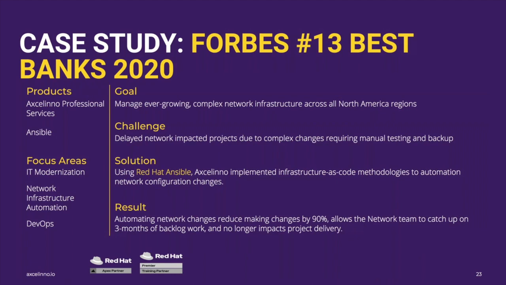We worked with a bank. It was one of the number 13 best banks in 2020, according to Forbes. This was around network infrastructure. Basically, they had an ever-growing network infrastructure. It was very, very complicated. And what was happening is that network projects were becoming delayed due to a lot of the changes required. So what we did is we helped them implement Red Hat Ansible and infrastructure as code, and to be able to automate all of this. And now they reduced their changes by 90%, and now they caught up on 3 months of backlog work, and now all projects are delivered on time.